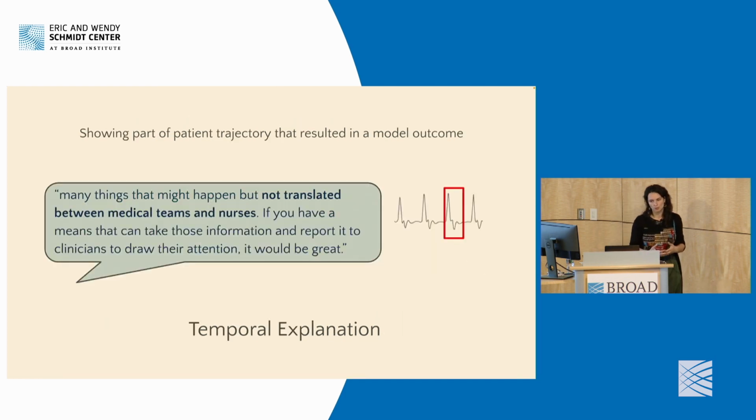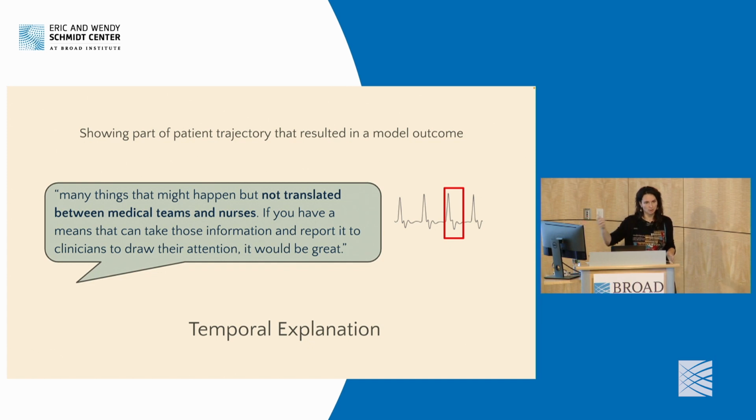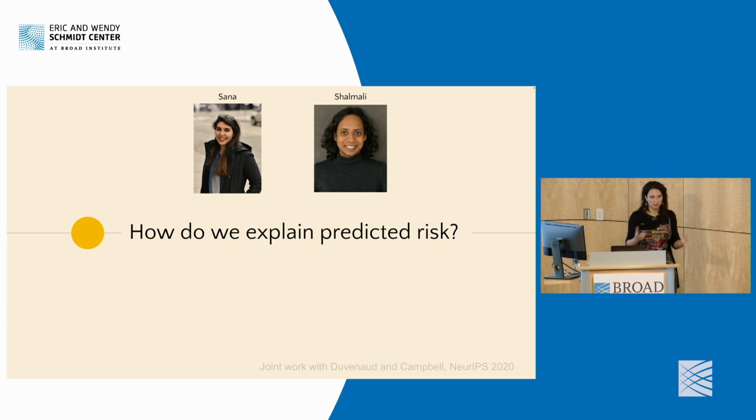And in terms of temporal explanations, they were saying, we really wish to understand what preceded this prediction of high risk. What actually triggered it? This would help us to translate information between members of the team, as well as between shifts and different teams. So from there was born another project, which is sort of the explainability tool for time series. This was joint work with David Duvenaud and Kieran Campbell, published at NeurIPS in 2020.